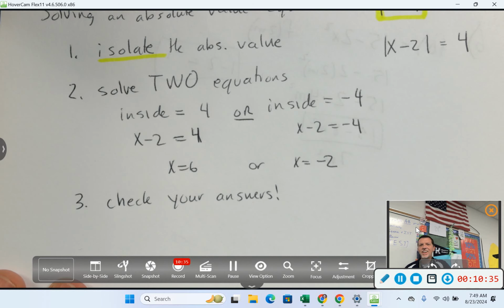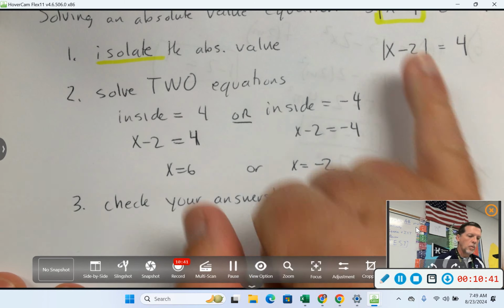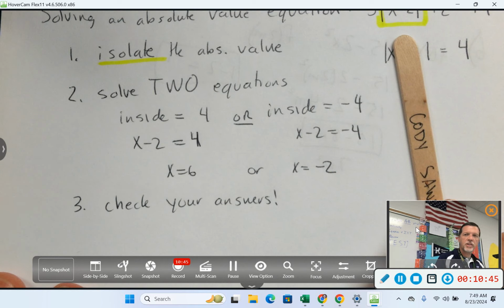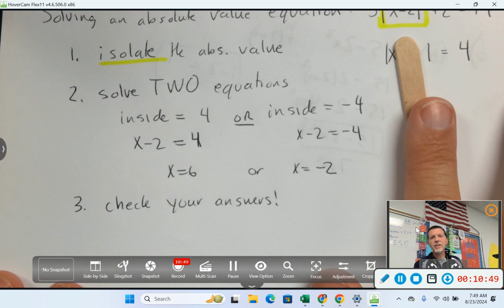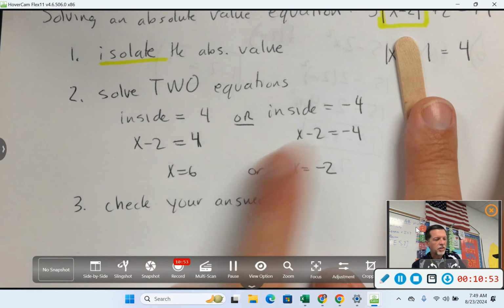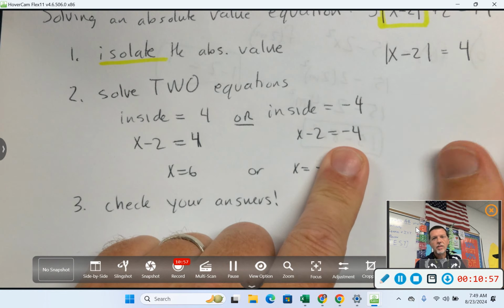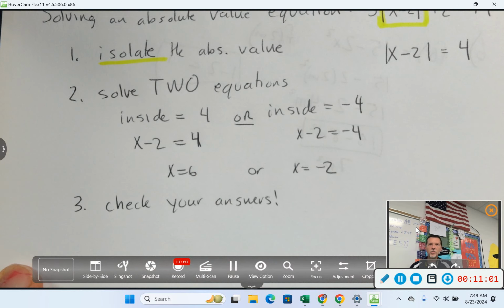Nicole, you okay? Wait, how are you negative or positive? Because whatever's under that popsicle stick right there is either 4 or -4, right? Like you don't know what it is, but if the absolute value of something is 4, then whatever's under there is either 4 or -4. So you just set the insides equal to the plus and minus, and there's your two answers.